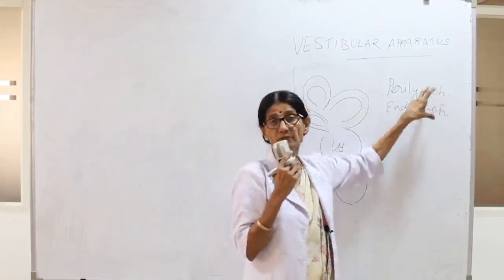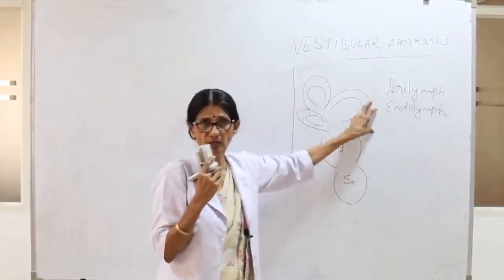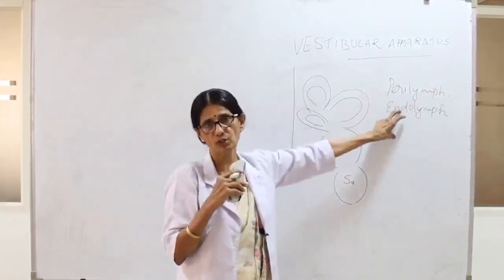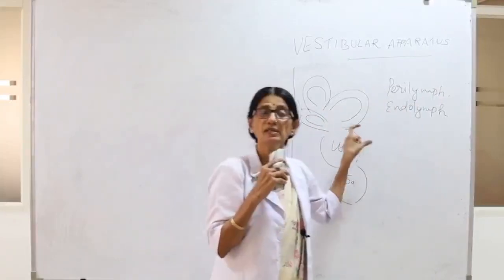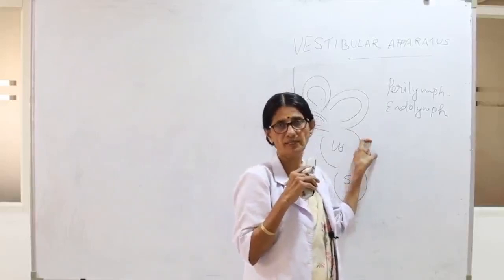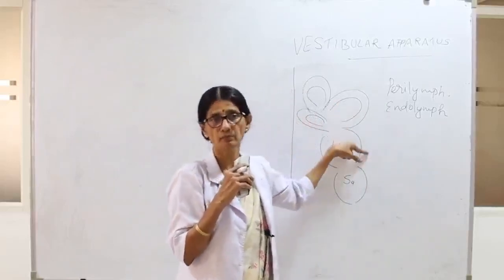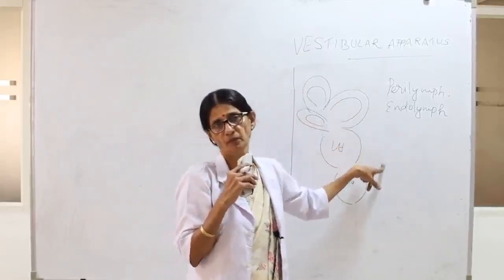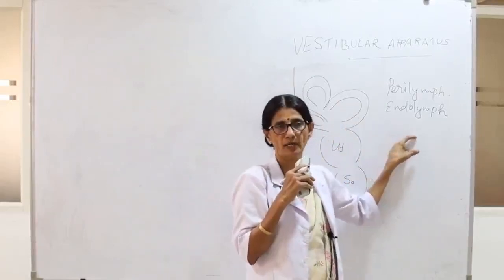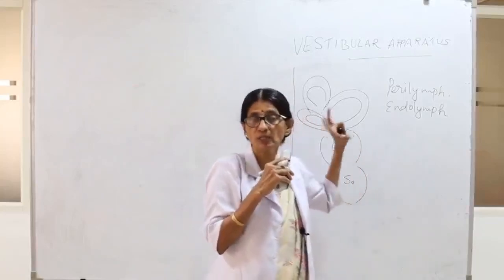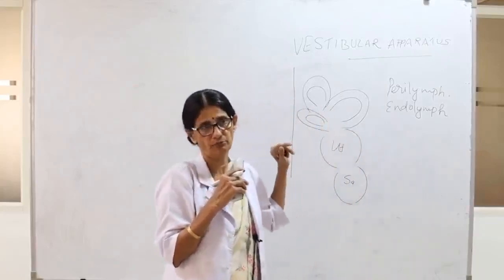And endolymph is secreted by the stria vascularis, which I have already learnt along with audition. So the fluid is continuous in all these structures and it is rich in potassium, whereas perilymph is rich in sodium but not potassium, and it is produced from the extracellular fluid and is similar to the cerebrospinal fluid. So those are the differences between the perilymph and the endolymph.